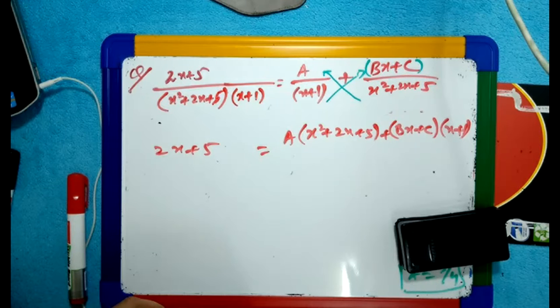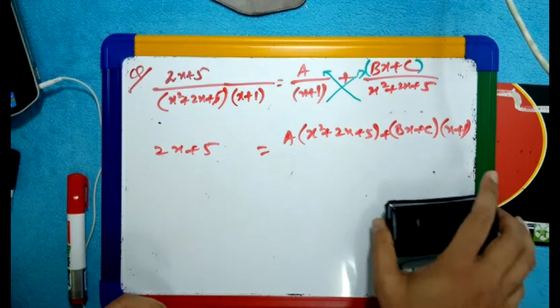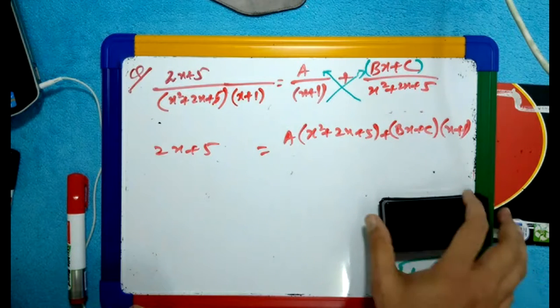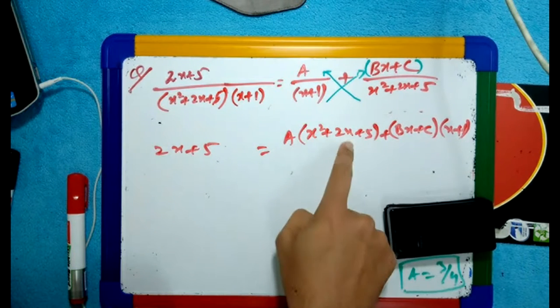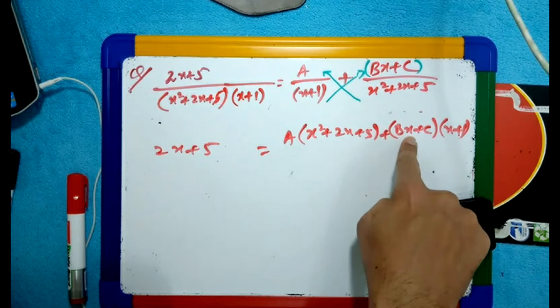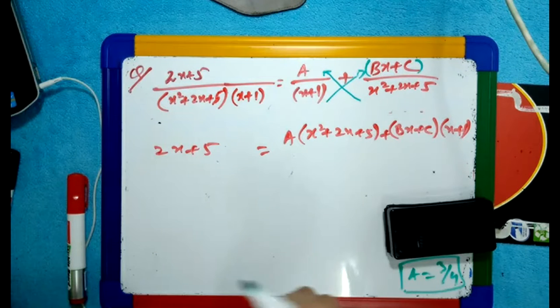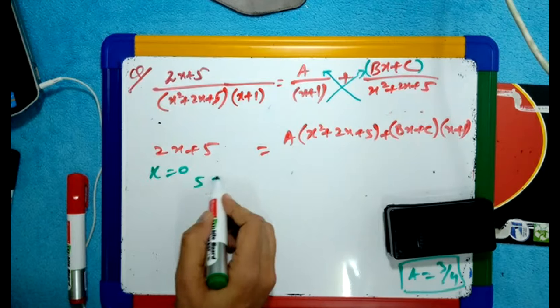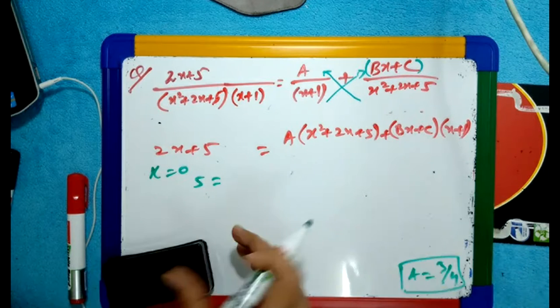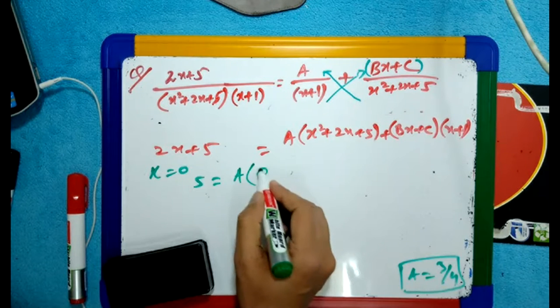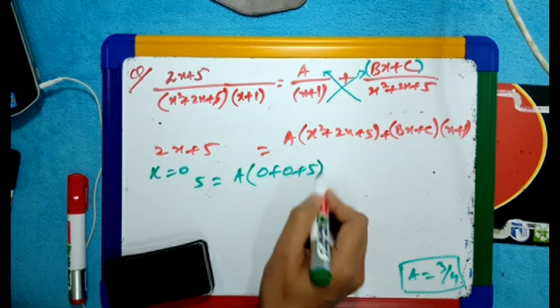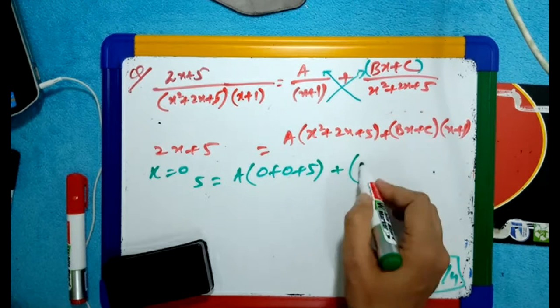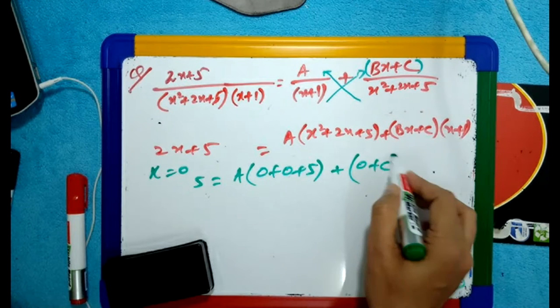if I put x equal to 0, this term will be 0, this term will be 0, and this term will also be 0. So only 5 is left. So we put x equal to 0 now. It's easy. It will be only 5 on the left side. And over here, 0 plus 0 plus 5, plus over here 0 plus c, over here 0 plus 1. Got it?